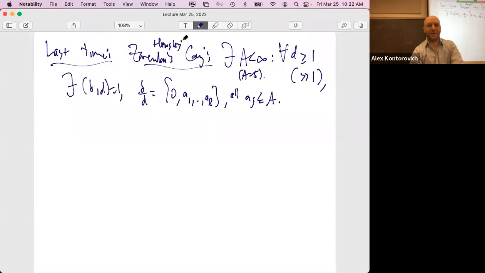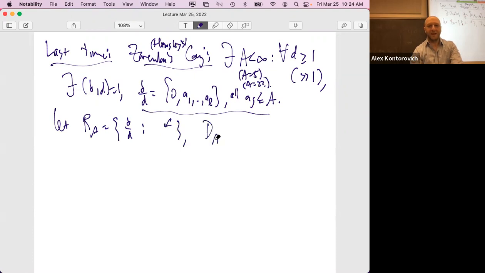And maybe I'll say even more about Hensley's conjecture: A equals 2. Certainly not A equals 1. If A equals 1, then it's all ones, and the only fractions are Fibonacci numbers, and there are very few numbers. Then we let R_A be the set of fractions B over D with this property. We let D_A be the set of integers D so that there exists a B co-prime to D and B over D in R_A.